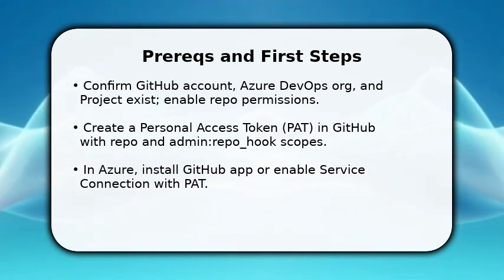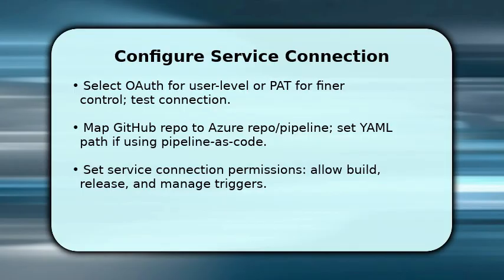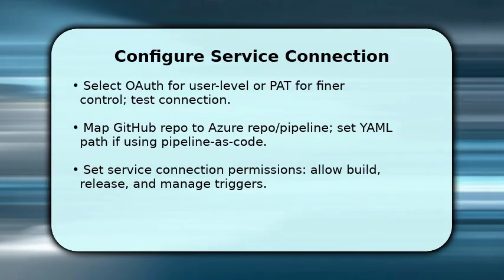Once the service connection exists, you configure it for pipelines. If you use OAuth, authorize from your GitHub account. If you used a PAT, paste it into the connection and test.